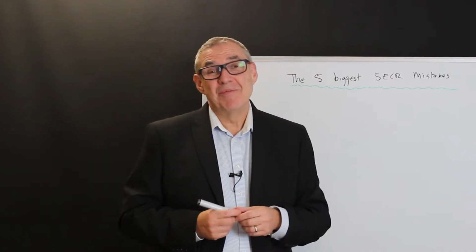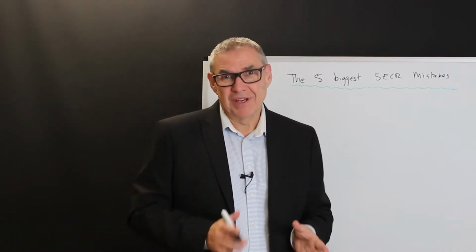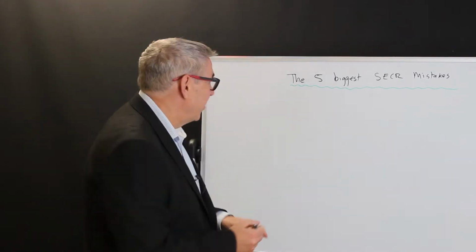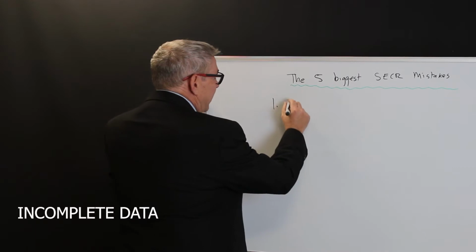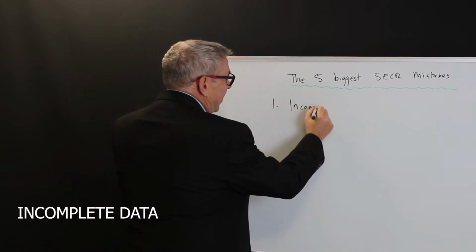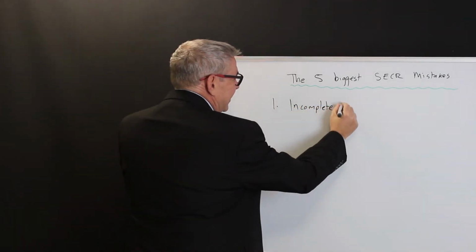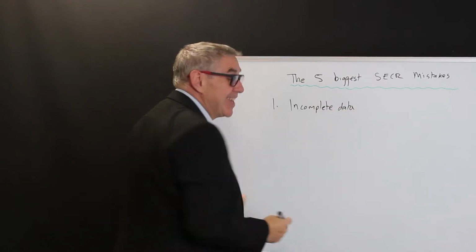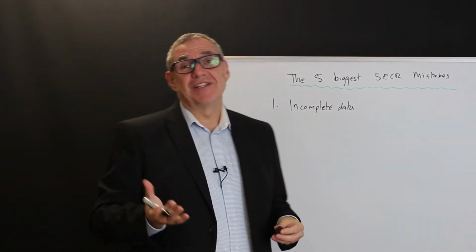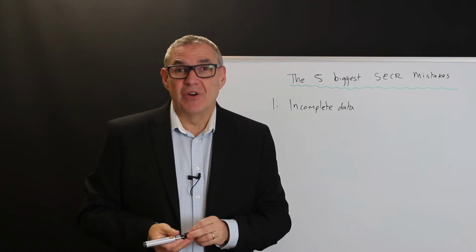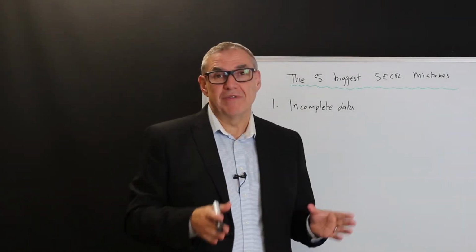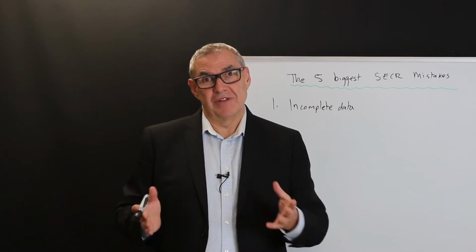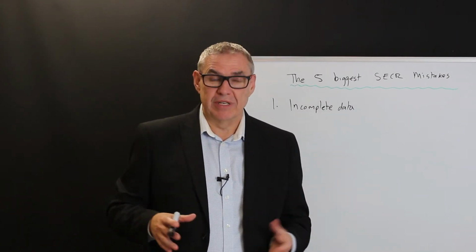So mistake number 1, by far and away the biggest mistake that we get, the biggest problem we see, the biggest mistake people make. Number 1 is incomplete data. That's data with gaps in. That's sites where you've got a site and you just haven't got the gas or electricity. It's where you've got the first 9 months of the year but not the last 3 months, etc. It's basically you've got gaps in the data.